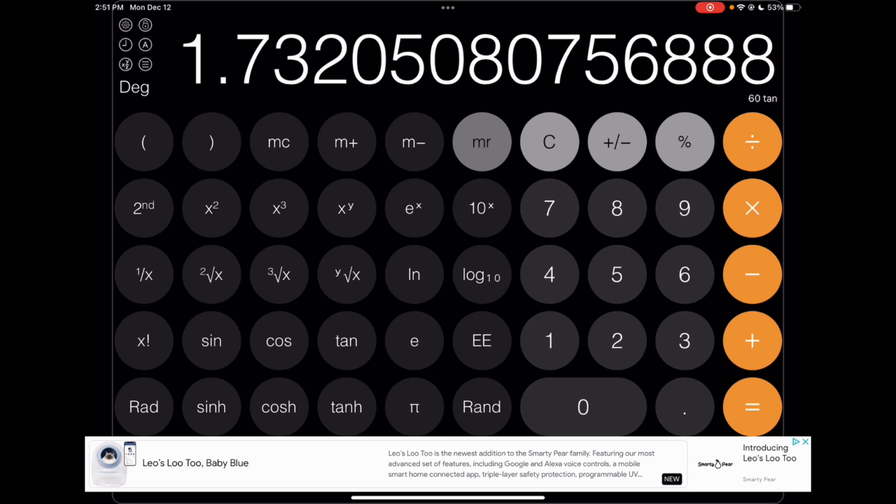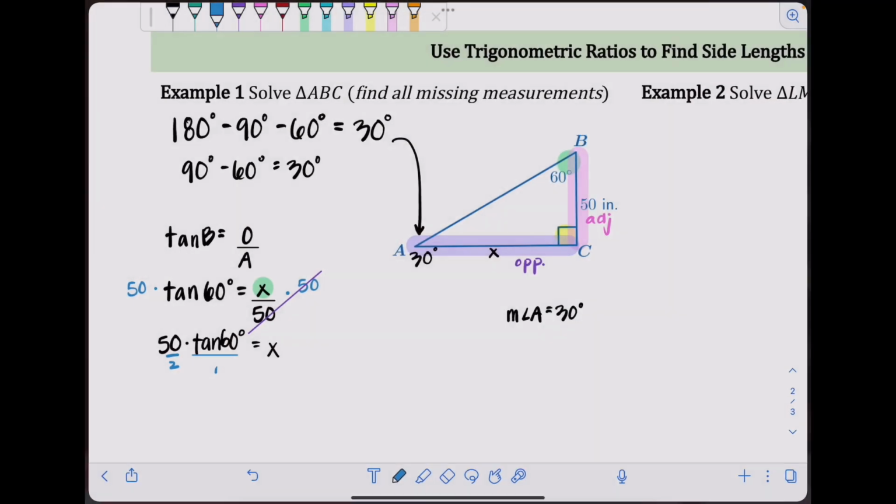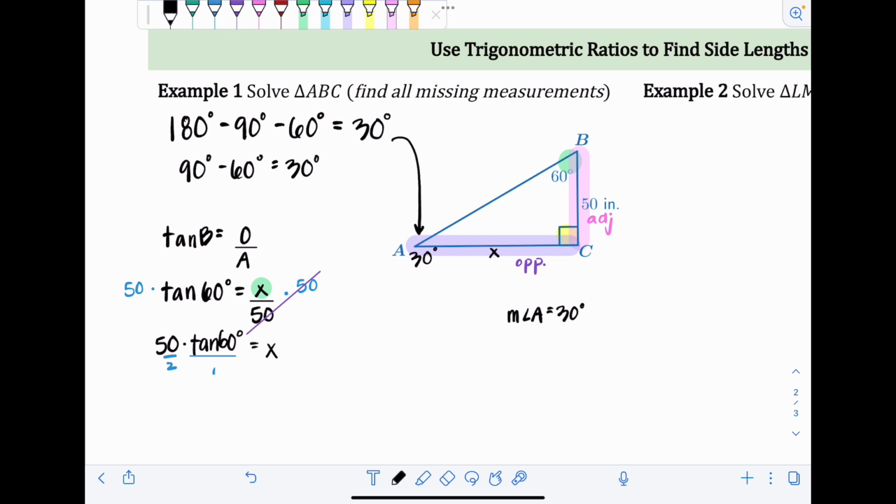So 1.732. That should be what you get for a tangent of 60 degrees. About that. If you get something different, please let me know so I can help troubleshoot. And then now that I have tangent of 60 degrees, I can go ahead and multiply that by 50. So I get about 86.6. So I can go back here. 50 times tangent of 60 degrees is approximately 86.6.